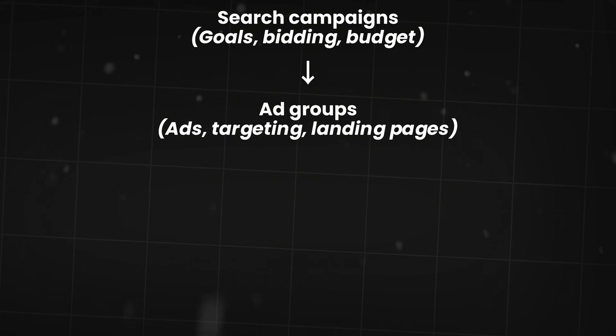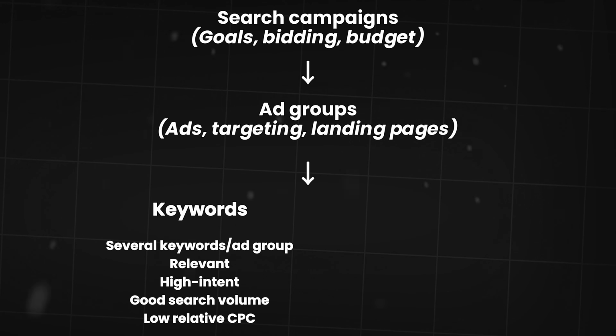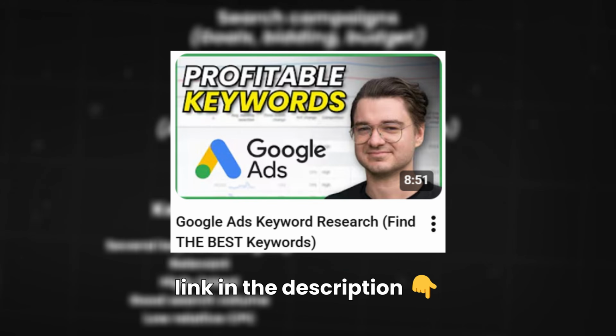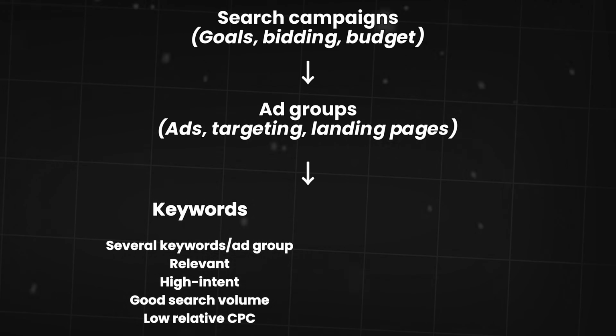The key point is that all keywords in the same ad group should be under the same search theme. Some keywords will be added over time, others will be paused. It's an ever-evolving part of your campaign management. So when you're just launching a campaign, just add several relevant, high-intent ones with good volume and affordable CPC from your keyword research to each ad group and refine them from there.